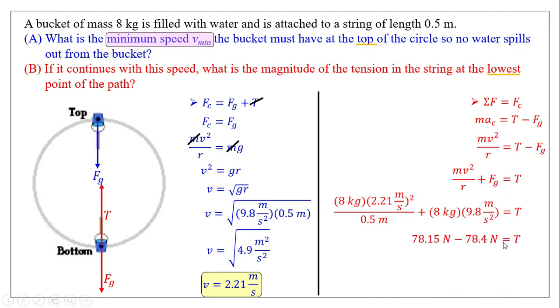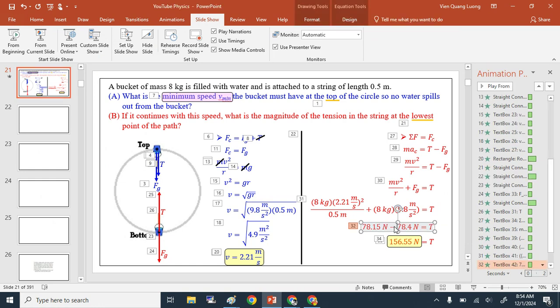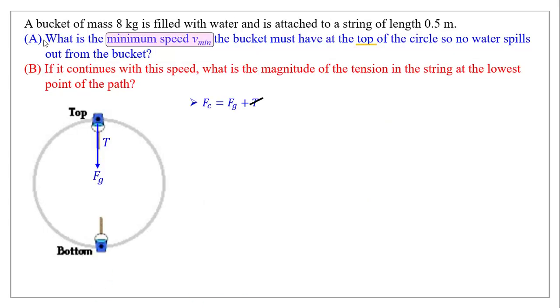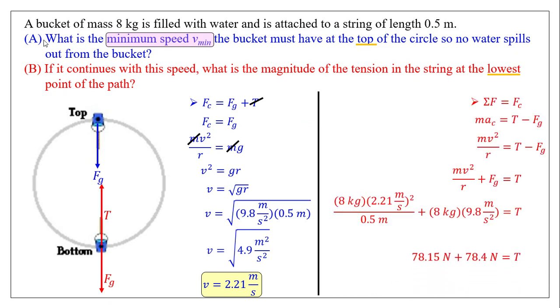And then if you plug those in the calculator, you should get 78.15. Oh, this should be a plus sign, excuse me. I'm sorry for that. That should be a plus sign. I don't know why I put a minus sign. Okay, so anyways, if you add those two values together, you should get a tension of about 156.55 newtons. Other than that, that is the answer to part B.